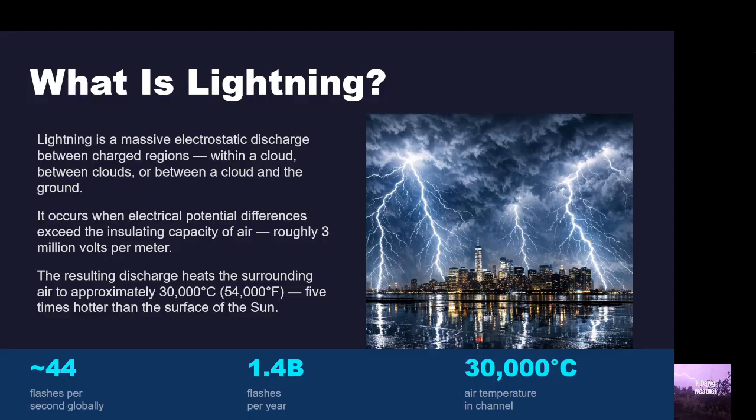What is lightning? Lightning is a massive electrostatic discharge between charged regions within a cloud, between clouds, or between a cloud and the ground. It occurs when electrical potential differences exceed the insulating capacity of air, roughly 3 million volts per meter. The resulting discharge heats the surrounding air to approximately 30,000 degrees Celsius or 54,000 degrees Fahrenheit, 5 times hotter than the surface of the sun.